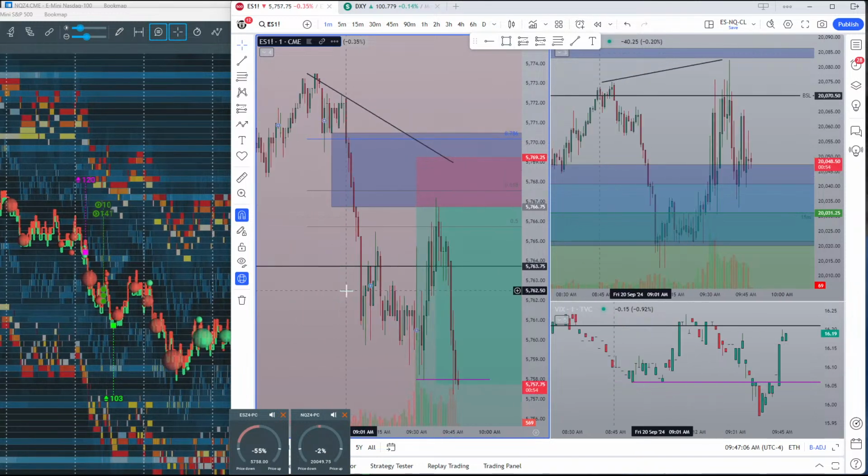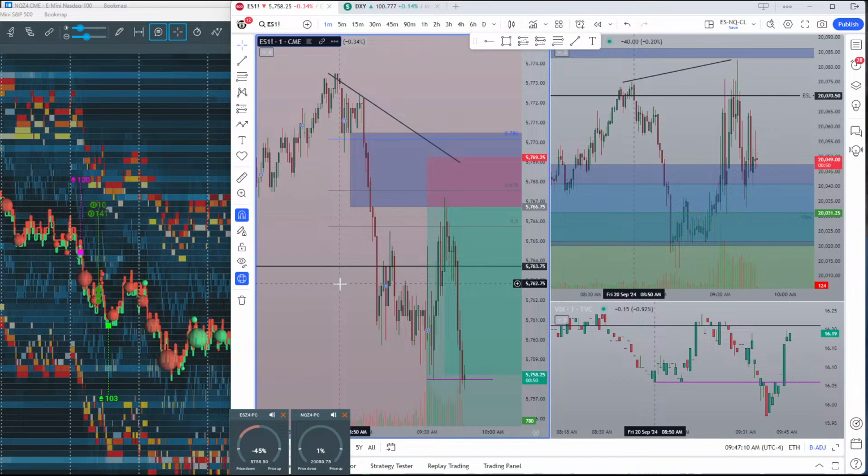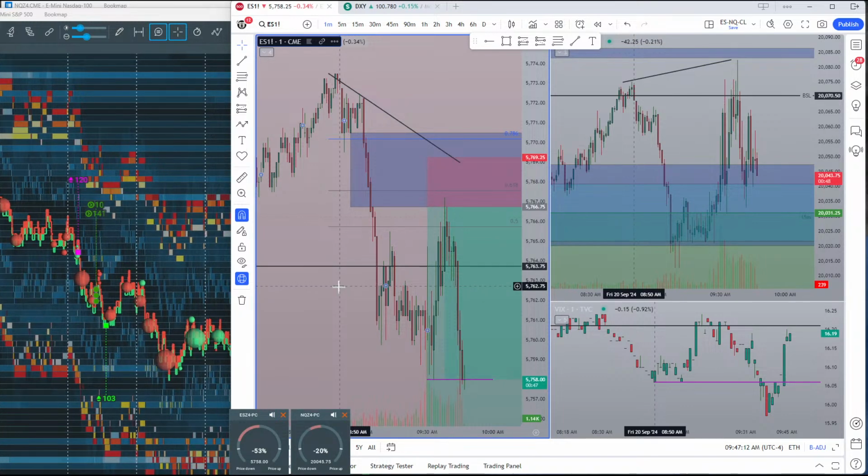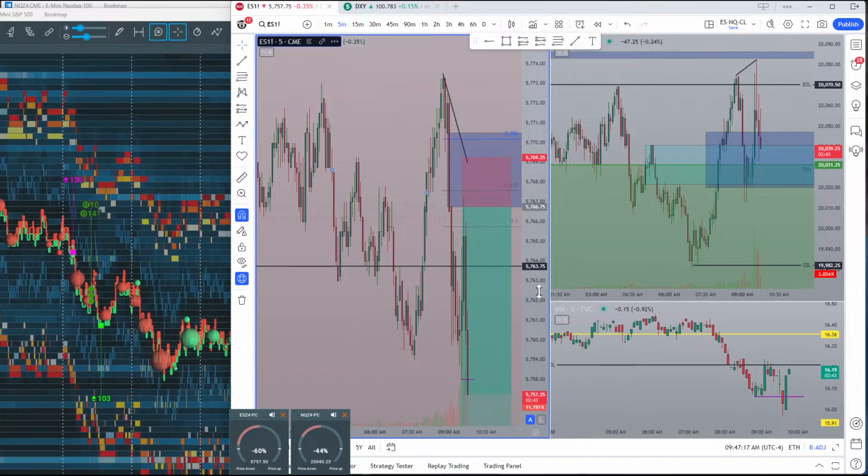Alright, that VIX is trying to push higher, push back above that previous day low, which again is bearish. Can potentially see some continuation here.